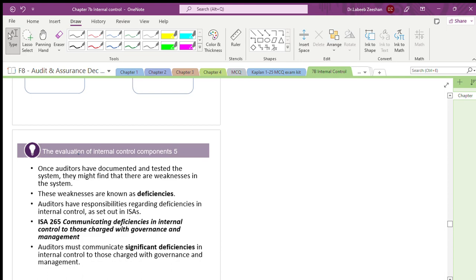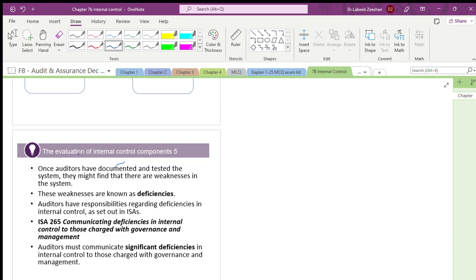Once the evaluation is done, once the auditors have documented, what will we do? We will document in terms of what? In terms of using various methods. What are the methods? You are talking in terms of narrative notes. The second one is flowcharts. You are talking about the internal control questionnaires and internal control evaluation questionnaires. With this help, you will document.